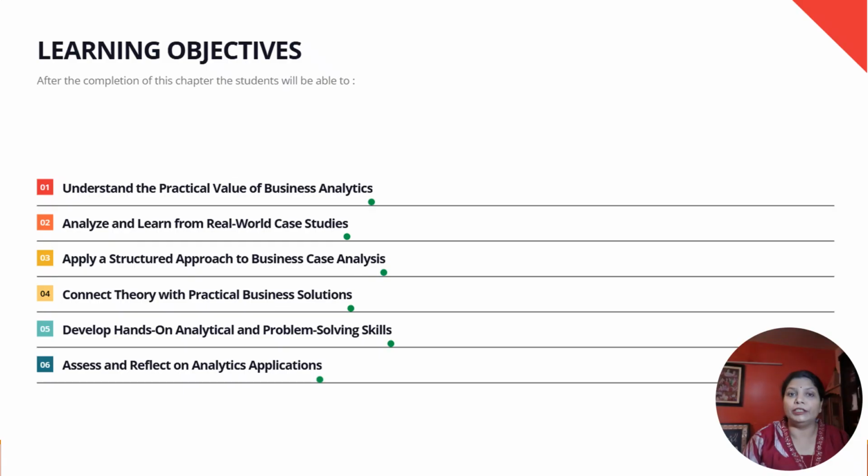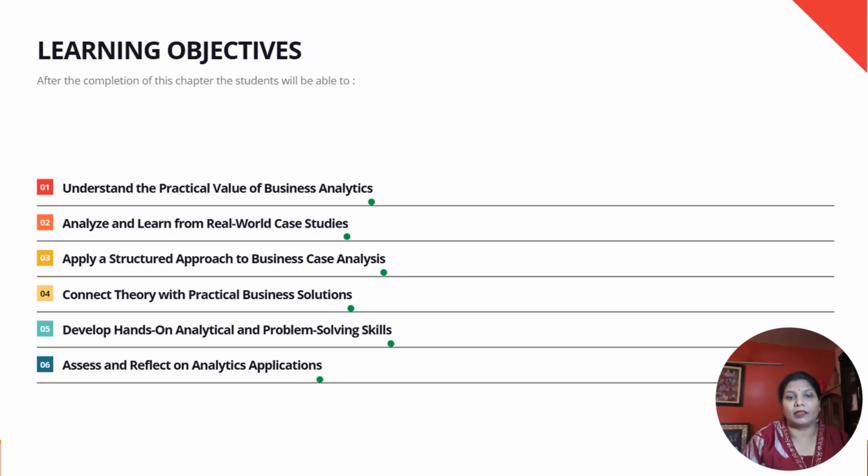Thirdly, you will learn to apply a structured approach to business case analysis. This will include problem definition, data understanding, selection of appropriate analytical method, interpretation of results, and managerial recommendation, which is a step towards how to solve a business analysis case. Fourth, the chapter aims to connect analytical theory with practical business solutions. We'll try to bridge the gap between conceptual models discussed earlier in your previous chapters and their application in real business settings.